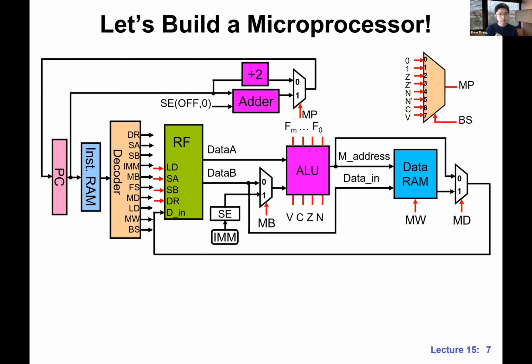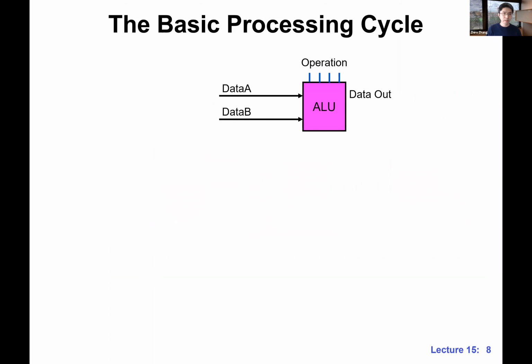I've been showing this diagram to you guys quite a few times. We looked at the ALU and we looked at this data RAM briefly. So now let's try to make sense of the rest of the components on this diagram. Let's come back to the ALU and talk about how we actually do the compute.